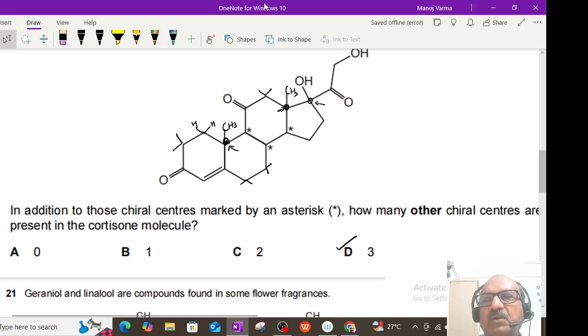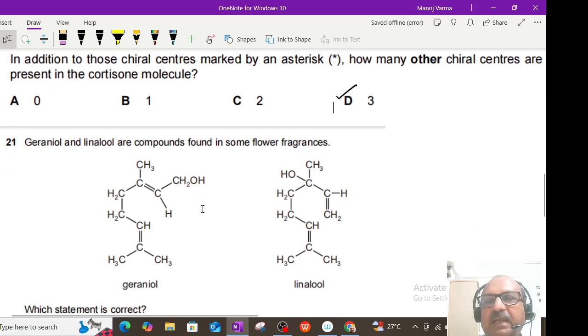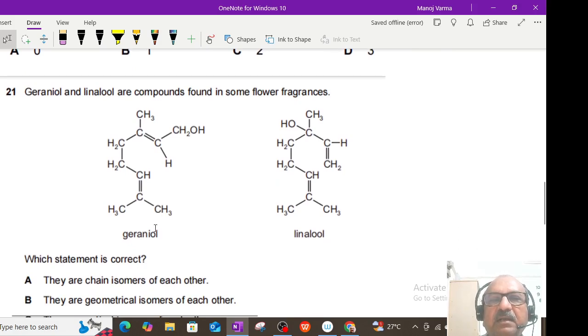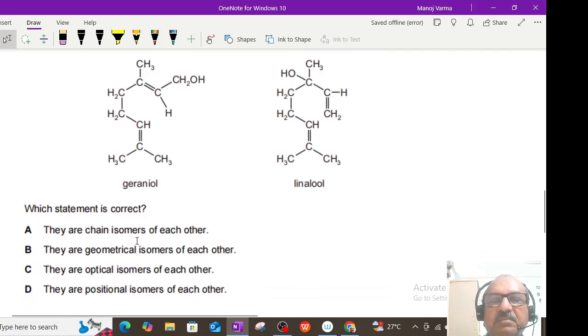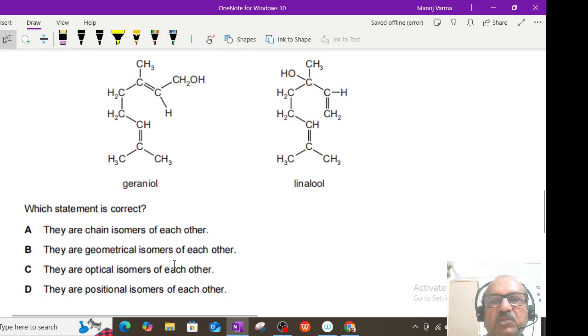Okay, so now we go on to the next question, and it is that geraniol and linalool are compounds found in some flower fragrances, and you see these are the 2 structures, and what kind of isomerism is exhibited by these isomers? Is it chain, is it geometrical, is it optical, or is it positional? For chain isomerism, there should be a difference in the carbon chain, but there doesn't appear to be any difference in the carbon chain. So are there geometrical isomers?